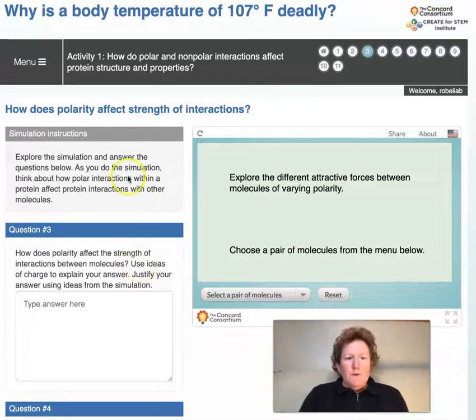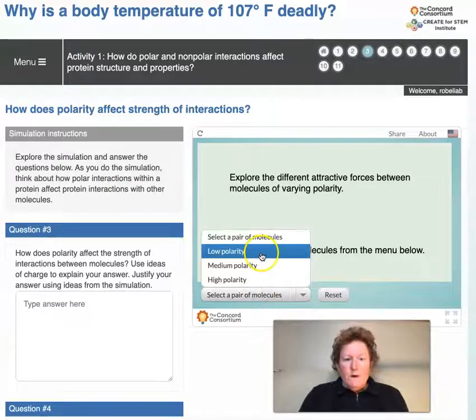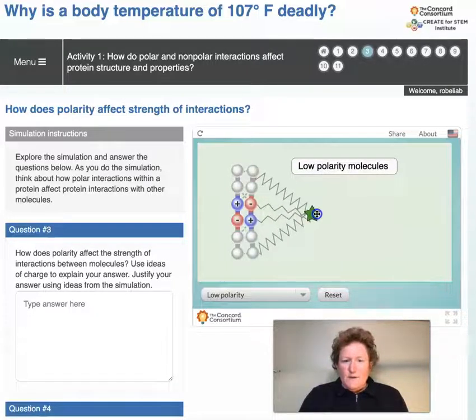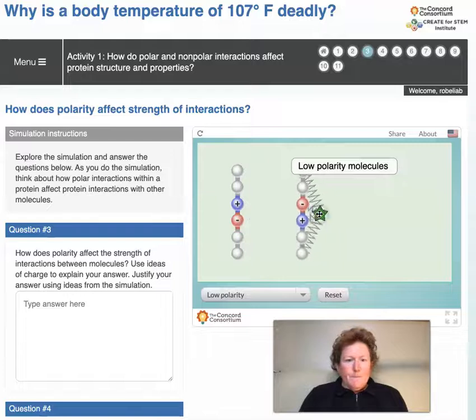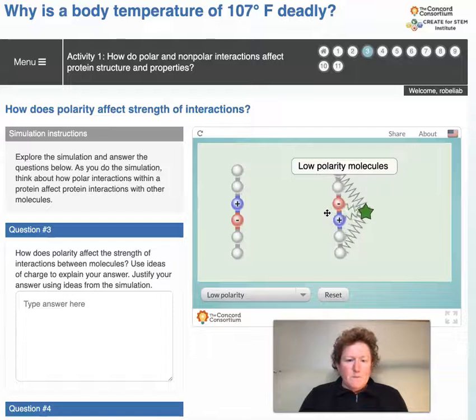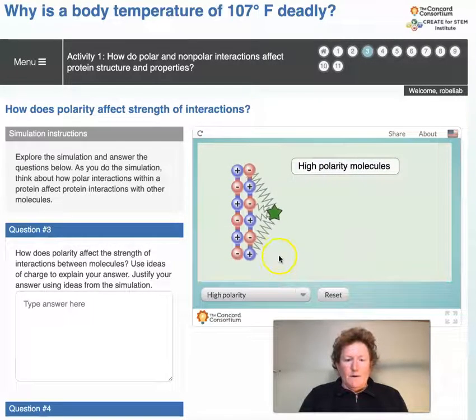So for question number 3, we need to explore this simulation here with pairs of molecules. We have 3 pairs of molecules. One is low polarity. We're going to try to pull them apart, and we can see how difficult they are to pull apart by how far this string stretches. And that one didn't stretch maybe like a third of the screen. Didn't stretch very far. Let's compare that to a very high polarity molecule.